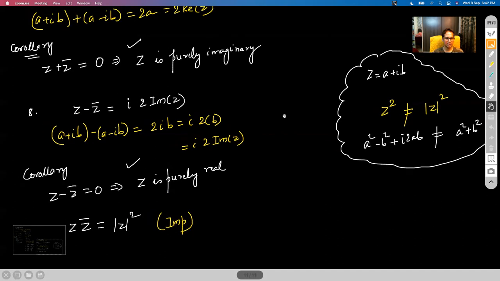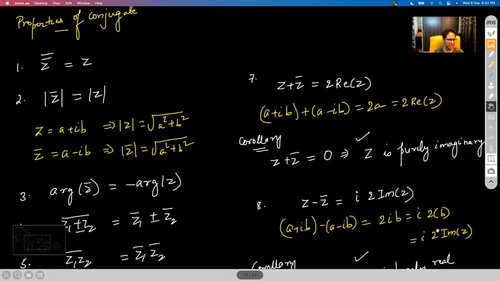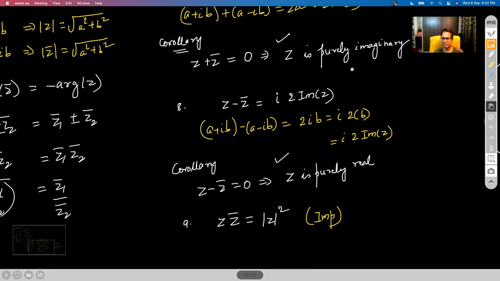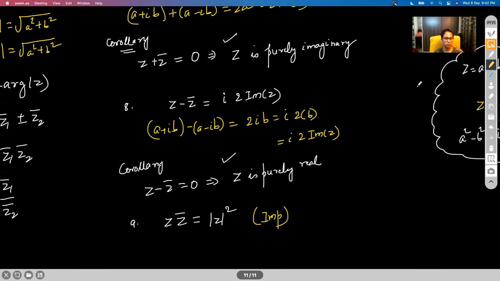So I hope all of you have noted down all these 9 properties and we'll be applying these properties in solving many questions, especially the 9th one. As I told you, last but not the least, it's the most important property which comes handy while solving many questions. Done. Should I move on to the questions now?